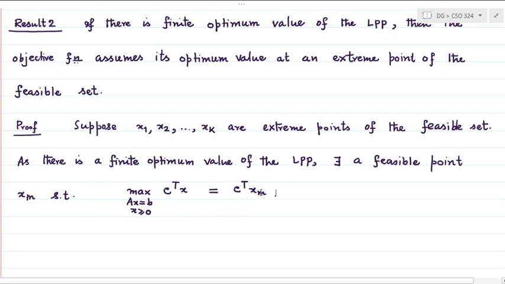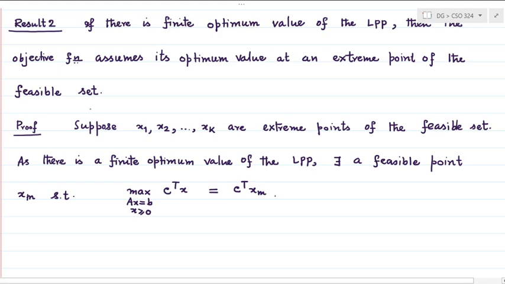this point xm is either an extreme point, or there exists at least one extreme point at which the value of the function c transpose x is identical to c transpose xm, and that will prove that the optimum value, which is c transpose xm, is given by an extreme point of the feasible set. Fine. So we have to prove either xm is an extreme point, or that there exists some extreme point xp, say, for which c transpose xp is equal to c transpose xm. And that's all you need to prove.